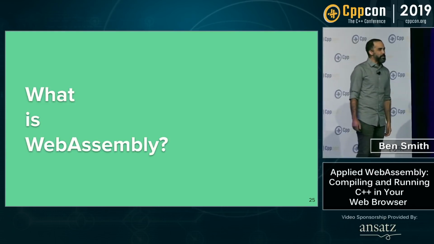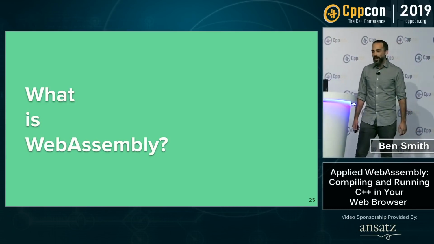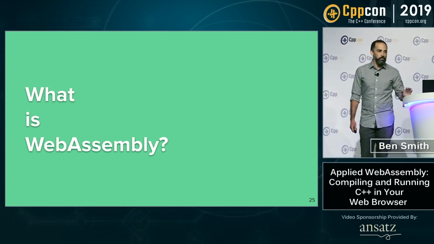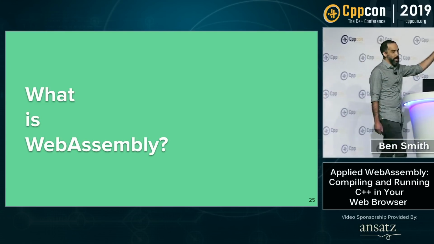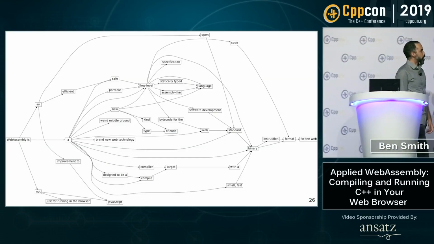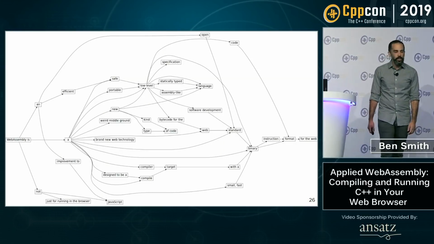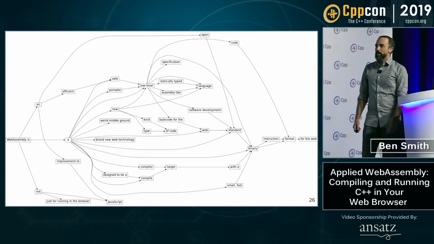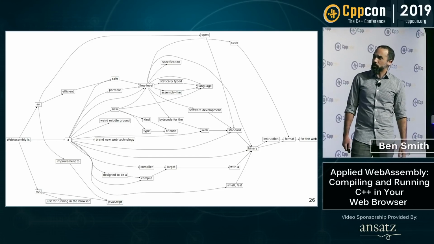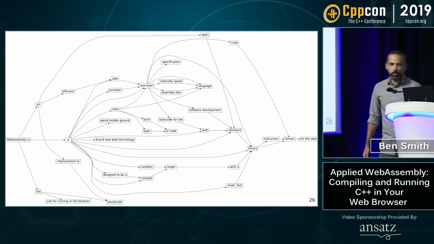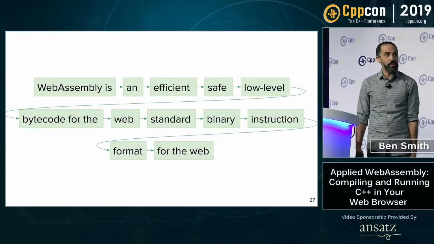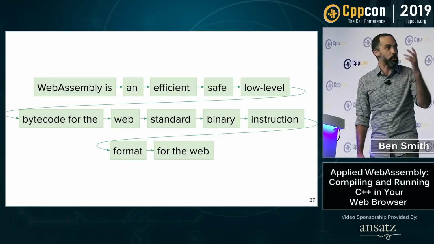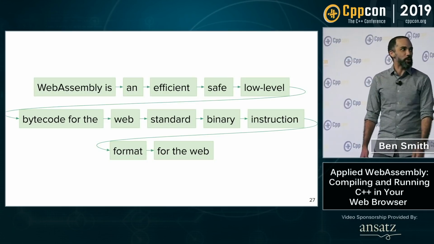All right, so first, what is WebAssembly? If you've heard anything about WebAssembly, you've probably seen many, many articles and talks and podcasts that ask this exact question. So rather than reiterate, I took a quick search of the top hits for what is WebAssembly and made a little dot graph of all the different words here. It's a little bit hard to read, but if you follow through, you can probably find what I think is the best definition, which is: WebAssembly is an efficient, safe, low-level bytecode for the web, a standard binary instruction format for the web. So clearly, that is what WebAssembly is.